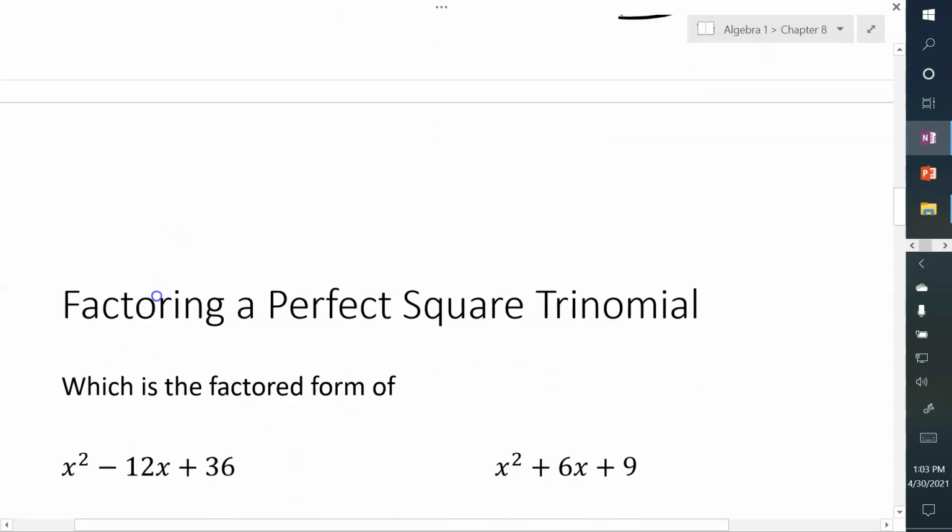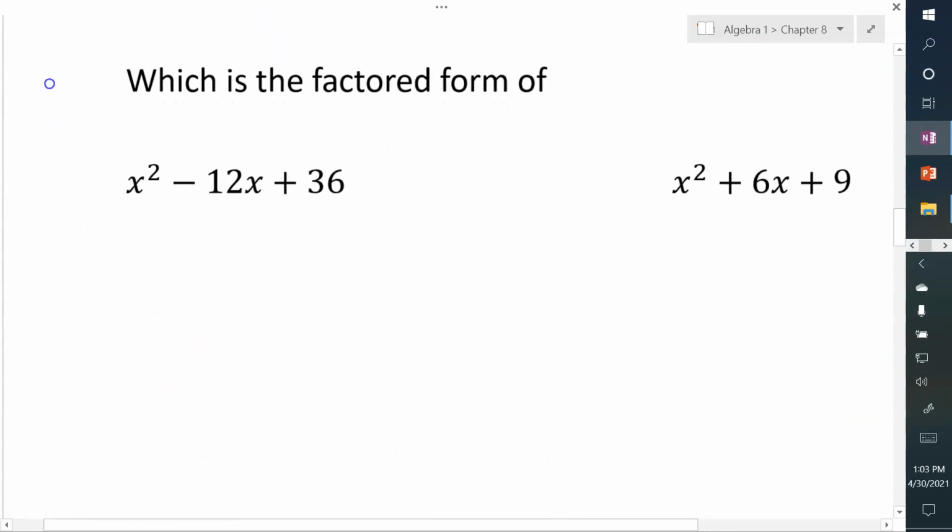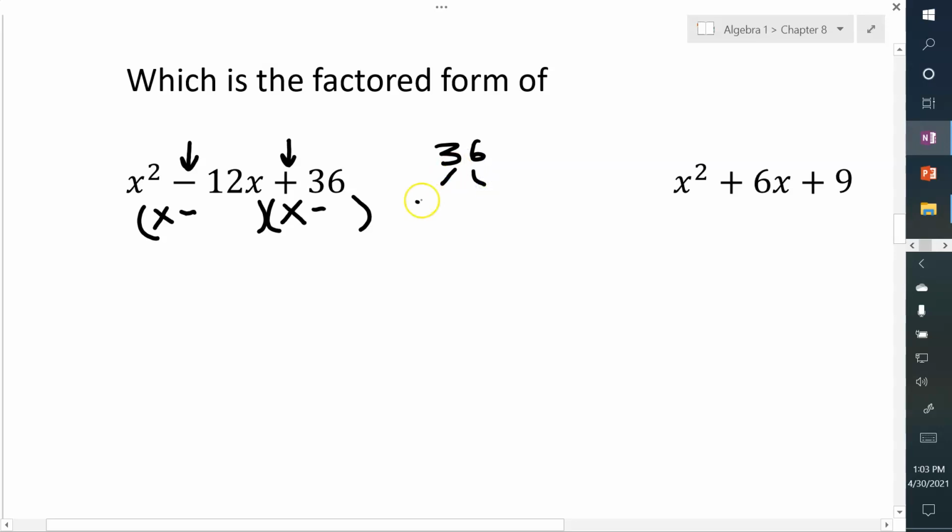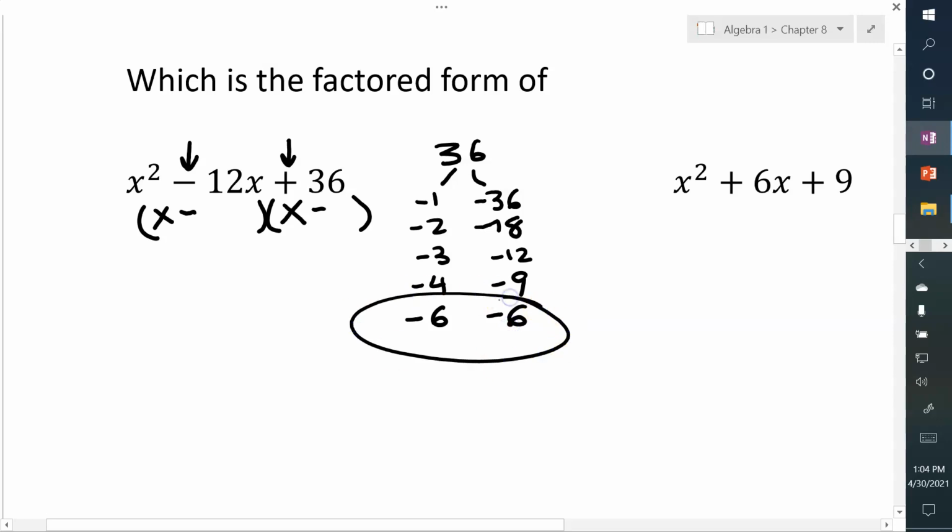Okay, so let's do some more example problems. What is the factored form of x² − 12x + 36? Just factor this like normal. Don't worry about whether it's a perfect square or not. I have a positive on the 36, so both signs are the same, and that sign is a minus. So I want factors of 36. They're both going to be negative, and they're going to make 12. So negative 1 and negative 36, negative 2, negative 18, negative 3, negative 12, negative 4, negative 9, negative 6, negative 6. And that's the one that's going to give me a negative 12.